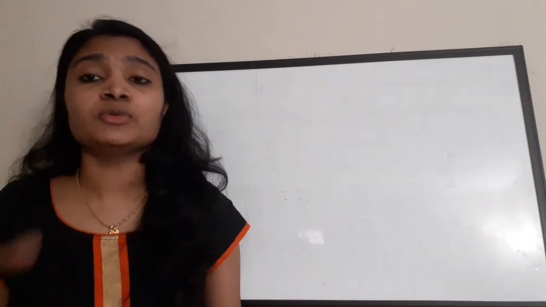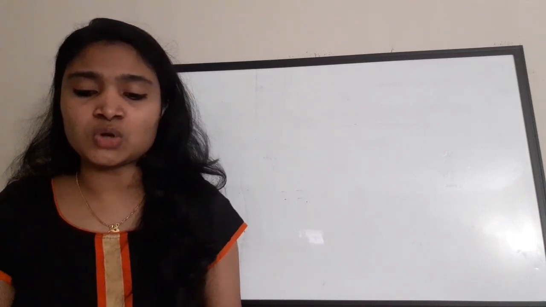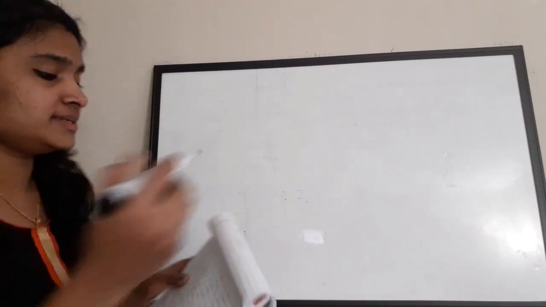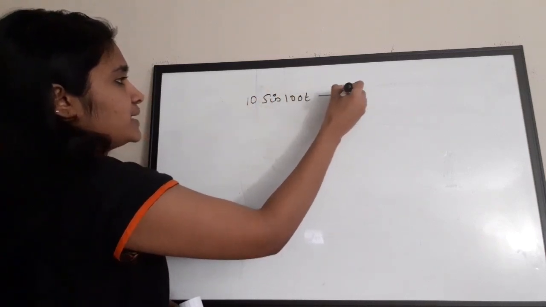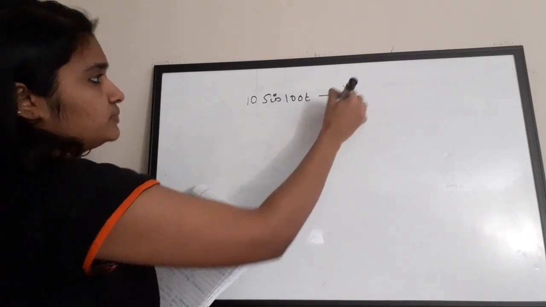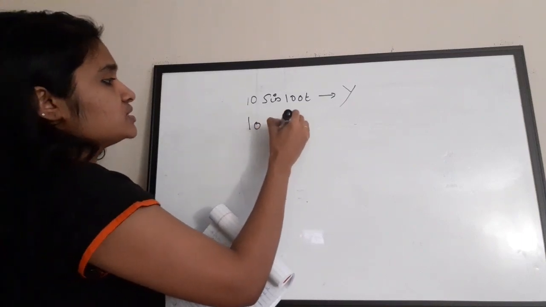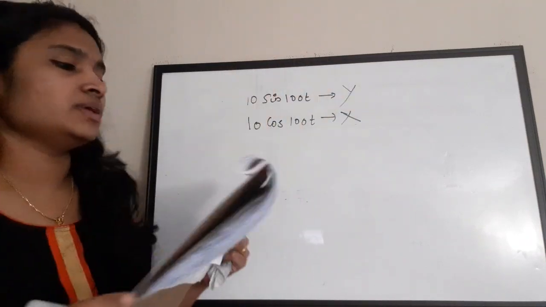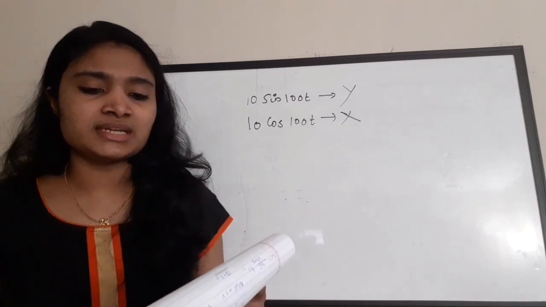This is a theory question. I'm not going to write the question, I'm just reading it. The question is based on the CRO. To the Y input of a CRO, we are going to feed a signal of 10 sine 100t. Sorry, this is fed to the Y input. And to the X input, we are feeding 10 cos 100t. The gain of both X channel and Y channel is same. The output screen will show dash.